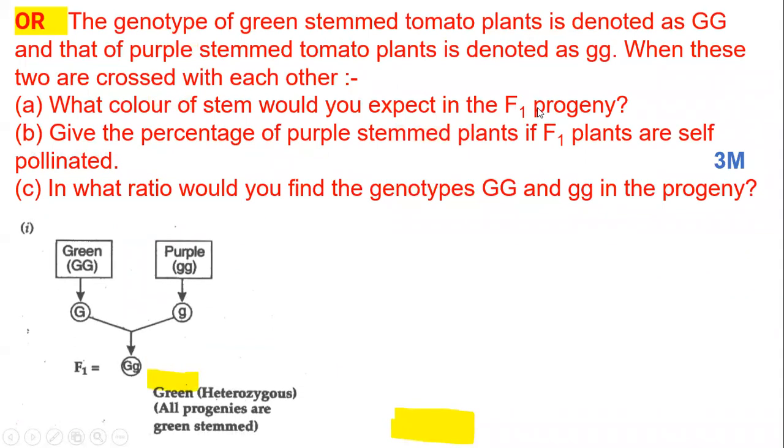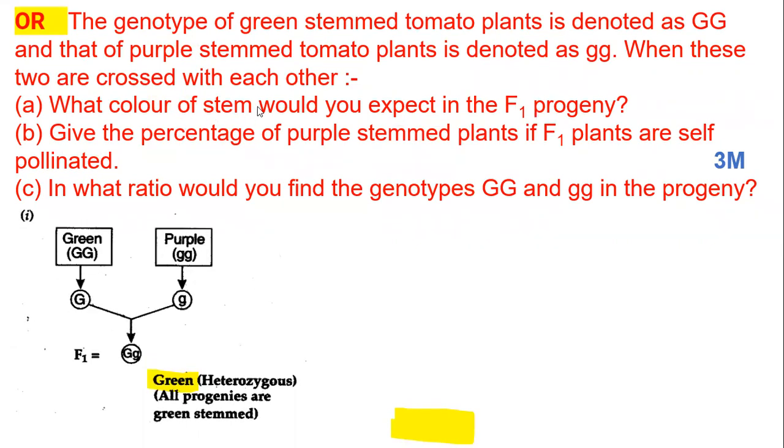You can see here, this is the internal choice for the 27th question. The genotype of green stemmed tomato plants is denoted as GG because this is the dominant character, no? And that of purple stemmed tomato plants is denoted as small gg. When these two are crossed with each other, what are the changes? The question asks, A: what color of stem would you expect in the F1 progeny?